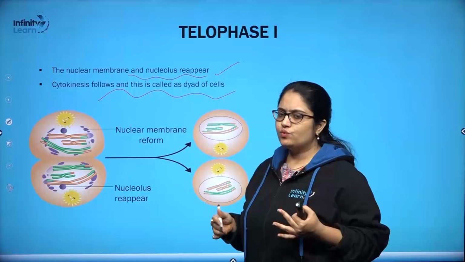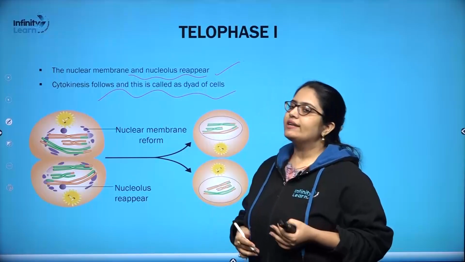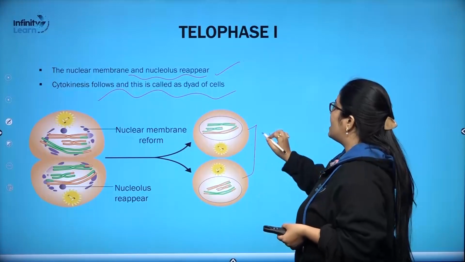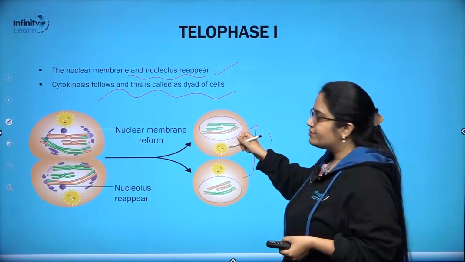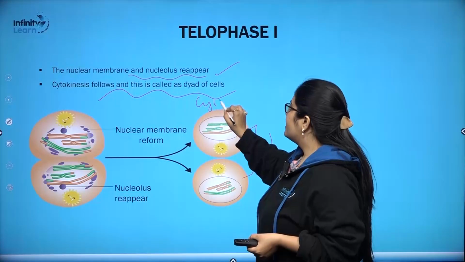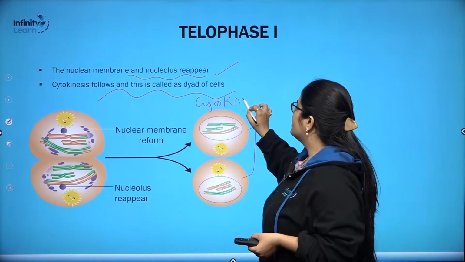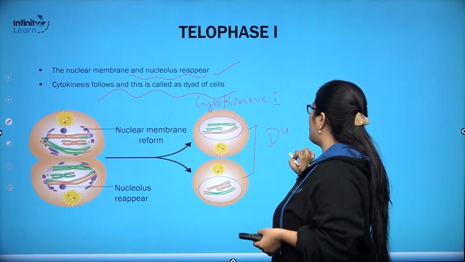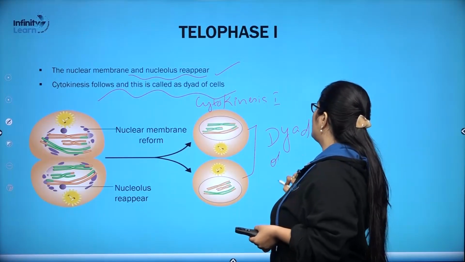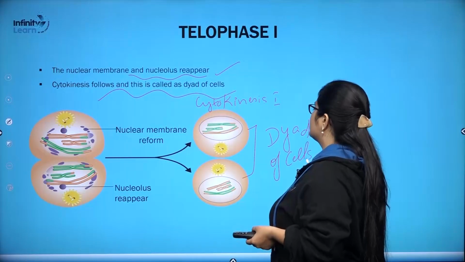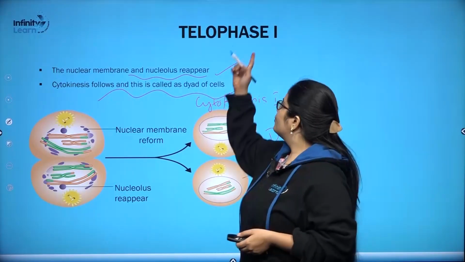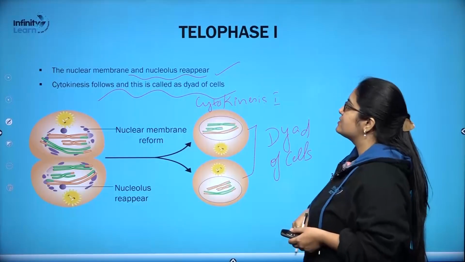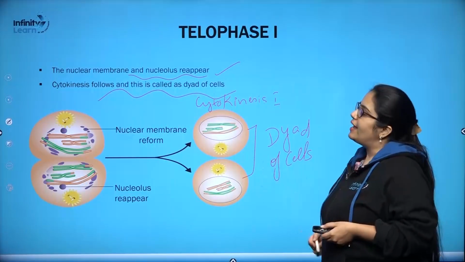So after telophase 1, what will happen? Cytokinesis 1 will take place, and as a result, my dear students, a dyad of cells will form at the end of cytokinesis 1. So in telophase 1, the nuclear membrane and nucleolus reappear, and cytokinesis follows, forming the dyad of cells.